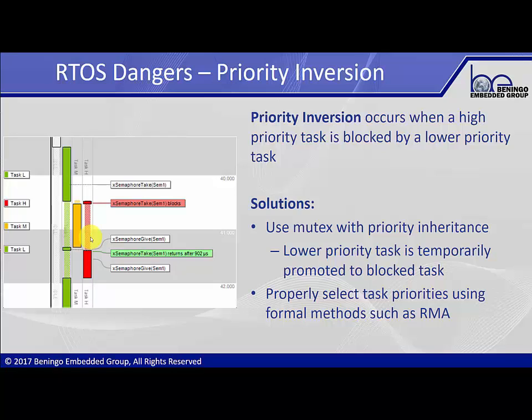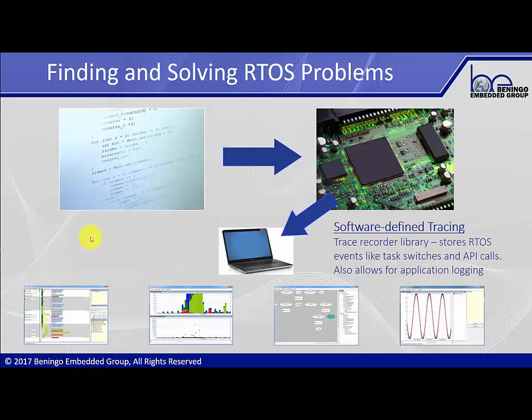The second is to just properly design and architect your tasks and your resources in your real-time application. You can use formal methods like rate monotonic analysis, or at least create a model of how your system should behave, and then you can use trace tools to go back and verify and validate your model.